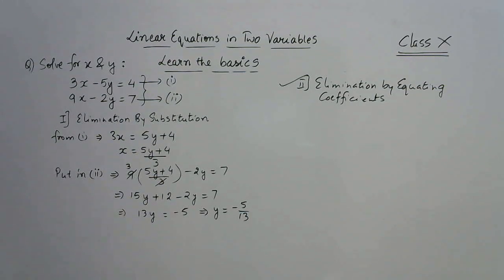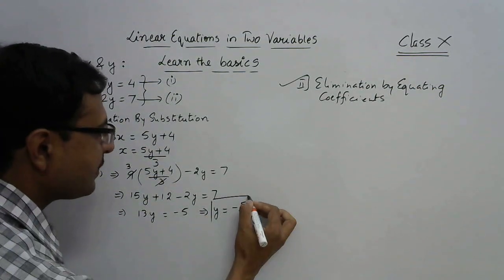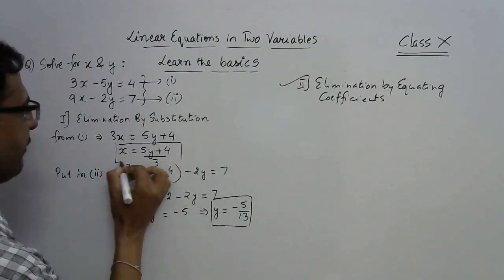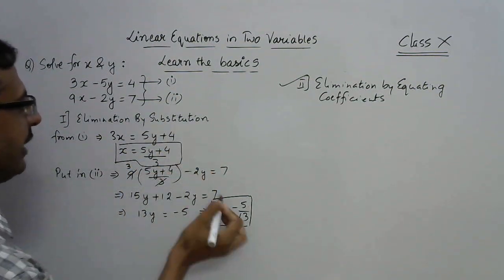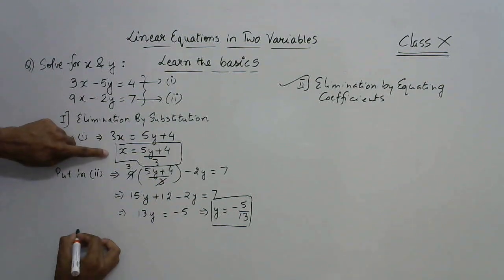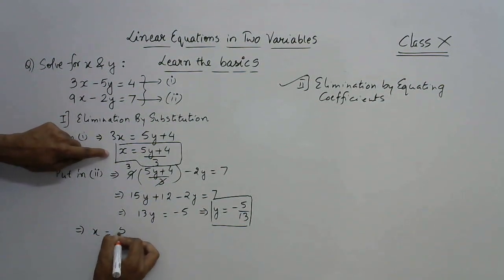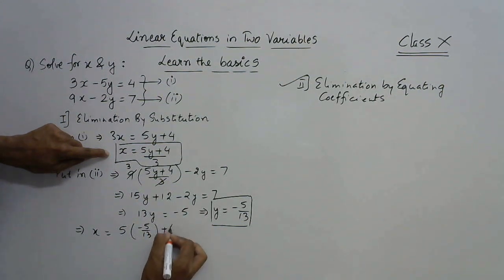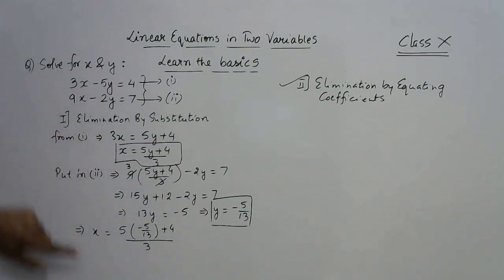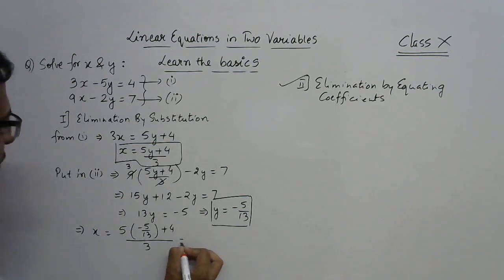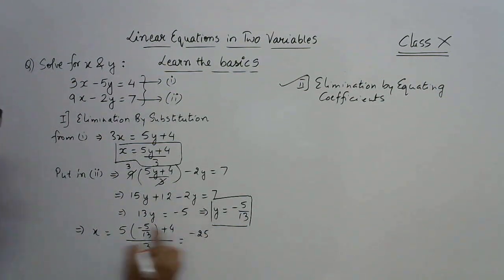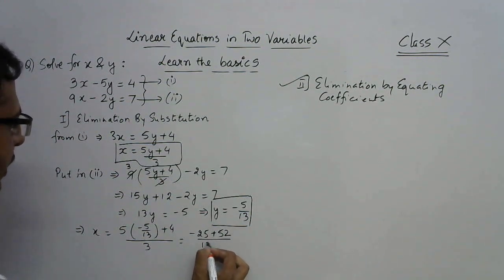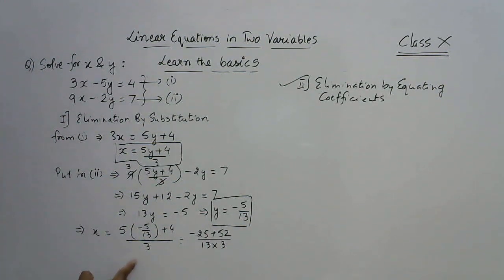And now once you have found the value of one of the variables, the value of the other variable can be found by substituting the value of y here. So x is equal to (5 into minus 5 by 13 plus 4) upon 3. A very simple calculation, and you will find the value of x from here. So this is minus 25 and 13 4s are 52, so plus 52 upon 13 into 3. I have taken LCM as 13.